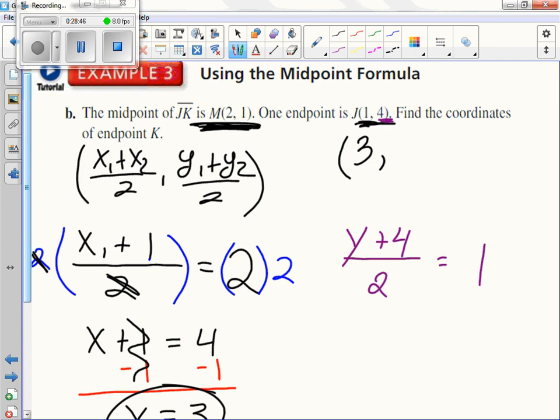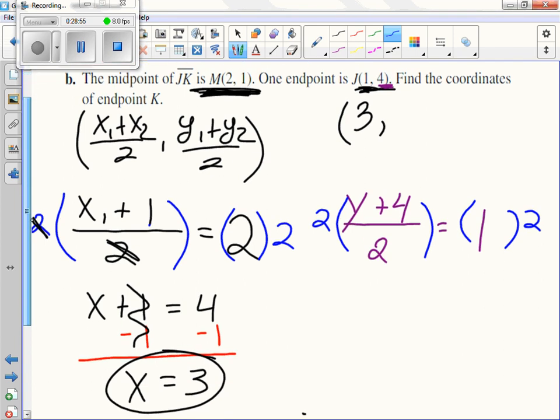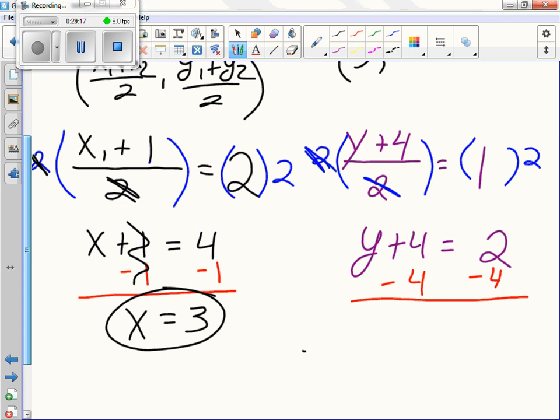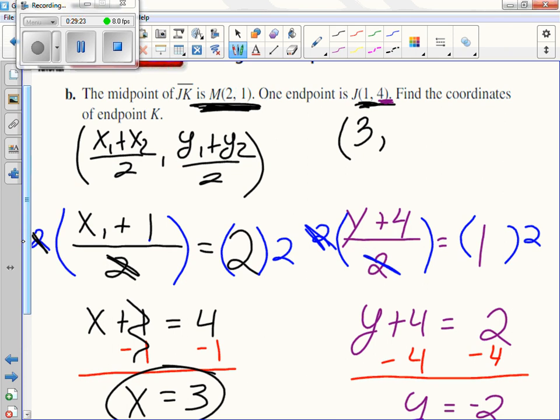At this point, it's going to look very similar to what we did with x. The first thing we're going to do is multiply both sides by 2. When we multiply both sides by 2, again these two cancel, leaving us with y plus 4 is equal to, well, 1 times 2 is 2. Now we need to get y by itself, so I'm going to subtract 4 from both sides. When we subtract 4 from both sides, we get y is equal to negative 2. So the other endpoint's y value is negative 2.